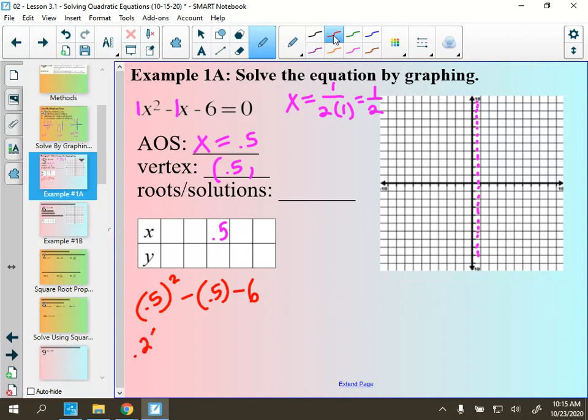Yeah, so we got 0.25 minus 0.5 minus 6. I'll double check it here. I'm pretty sure I got it, but I want to make sure that I got the right. I got negative 6.25 on my calculator as I was punching that one out. All right, so there's our vertex, negative 6. Not a great vertex, but it is what it is. 0.5, down 1, 2, 3, 4, 5, 6, and just a little bit past.